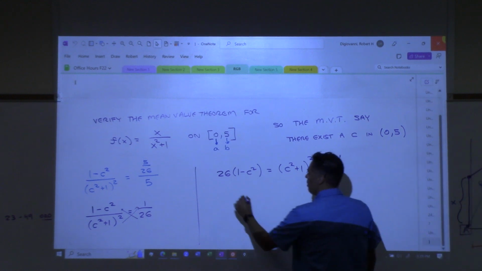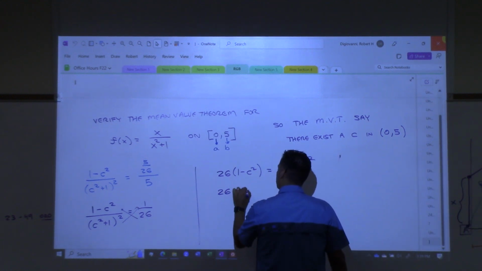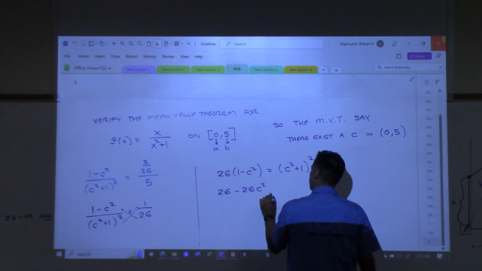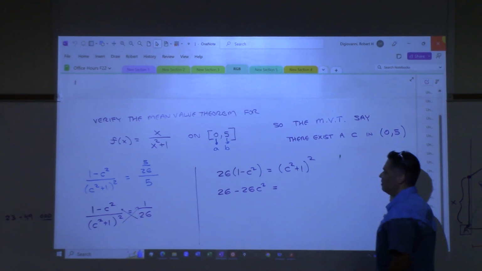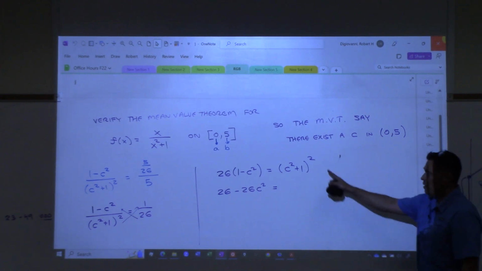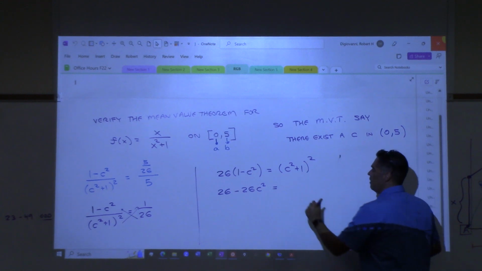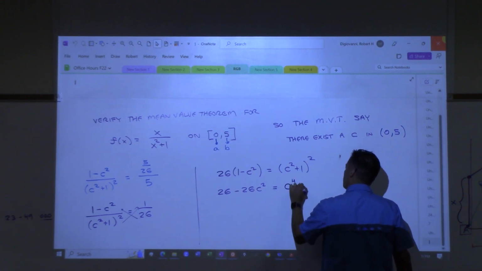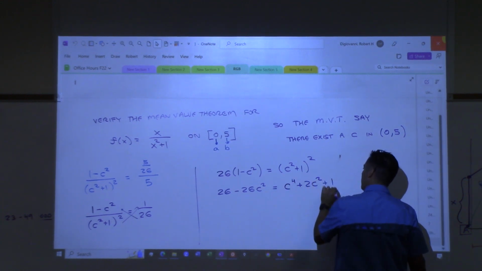Distribute through 26 minus 26c squared equals... okay, there we have to square that, don't we? Which means you have to FOIL it out. Don't just square each one, right? You have to do that times itself. If you do that, you'll get c to the 4th plus 2c squared plus 1.